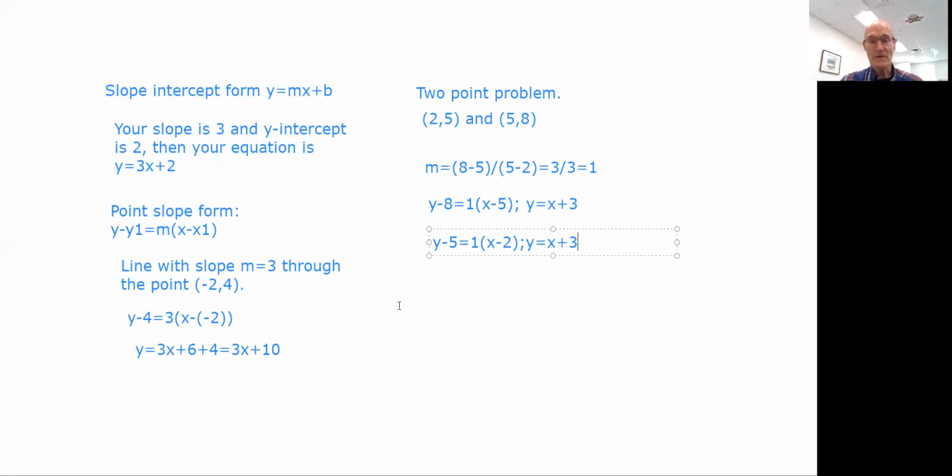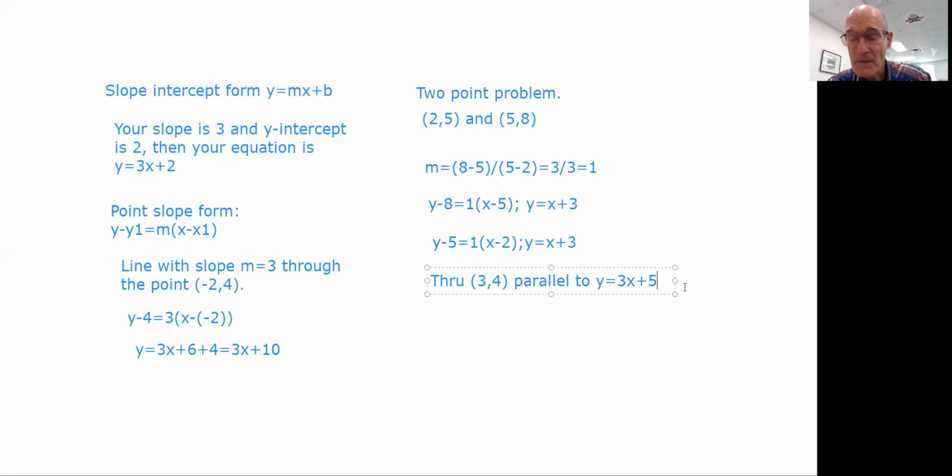Now, the fourth type of problem. So say you have one here, this is slope-intercept, point slope is 2, 2-point problem is 3. The fourth problem would be through a point. So let's say we're going to go through the point 3, 4, and parallel to a given equation, like parallel to y equals 3x plus 5.